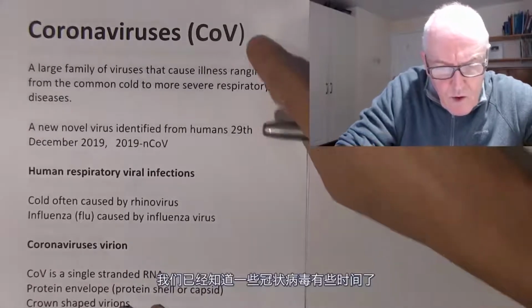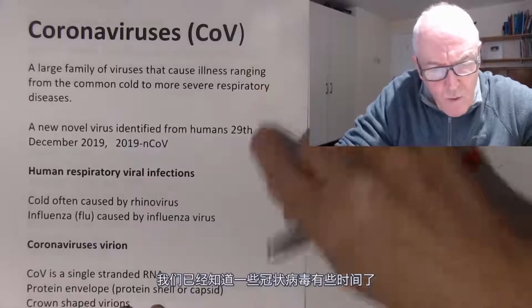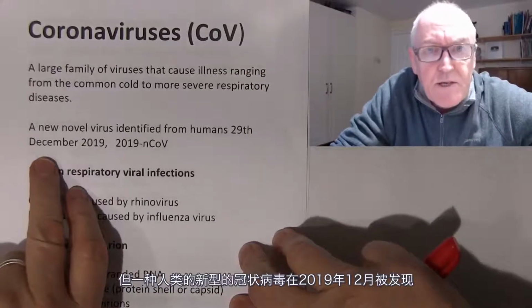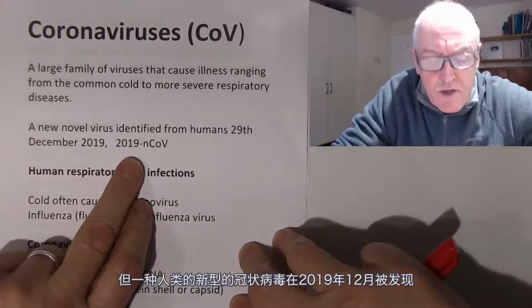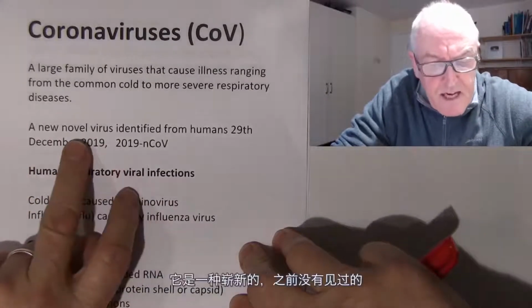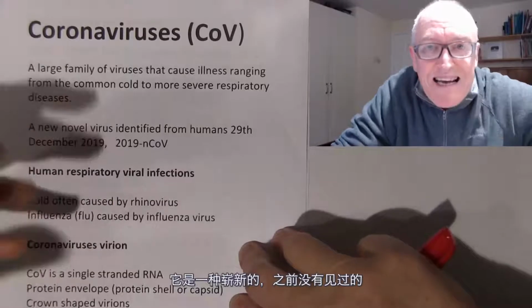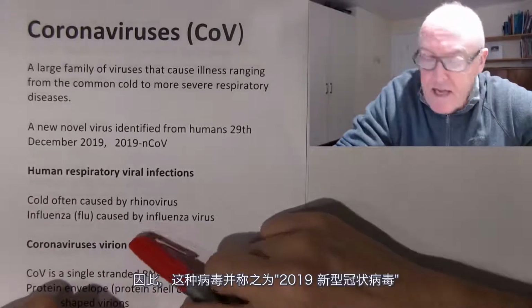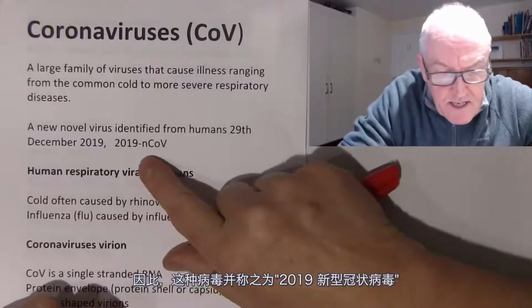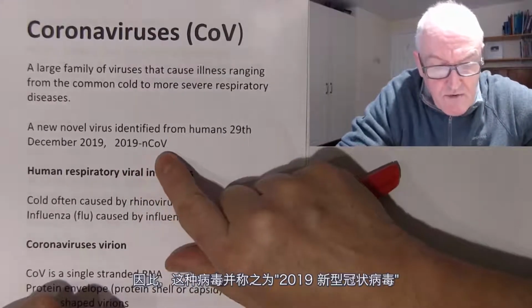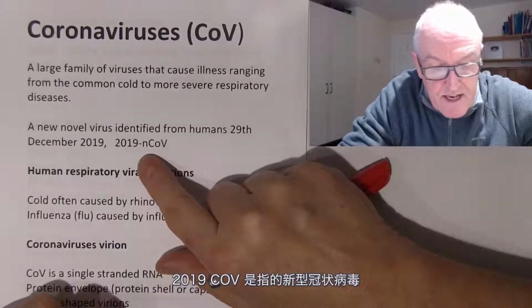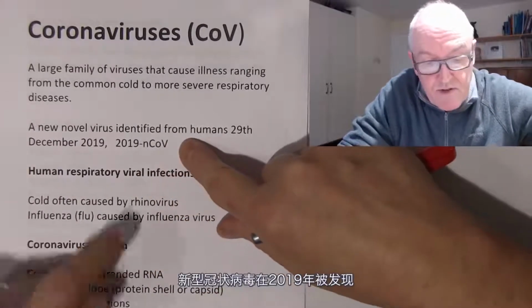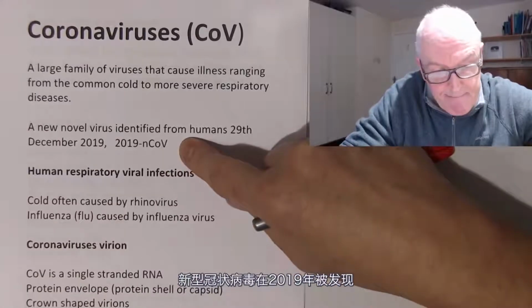Now, we've known about quite a few coronaviruses for a while. But a new coronavirus was identified in humans on the 29th of December 2019. And it was a novel virus. It's new, it hasn't been seen before. So for that reason, this virus was assigned this name, 2019 novel coronavirus. So 2019 nCoV. That's what it means. The novel coronavirus discovered in 2019.